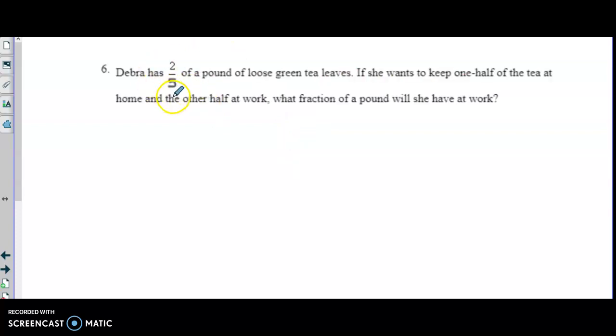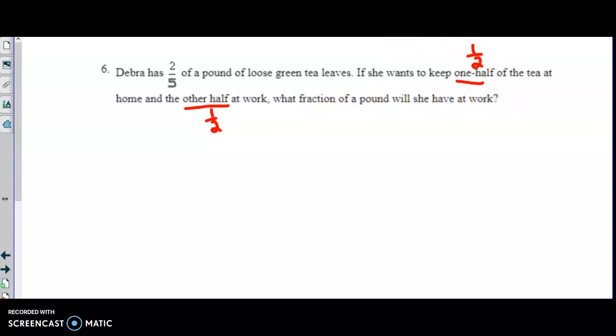All right, Deborah has 2/5 of a pound of loose green tea leaves. If she wants to keep one half, I'm going to go ahead and rewrite that as a number, 1/2 of the tea at home and the other half at work. Again, I'm just going to rewrite that. What fraction of a pound will she have at work?